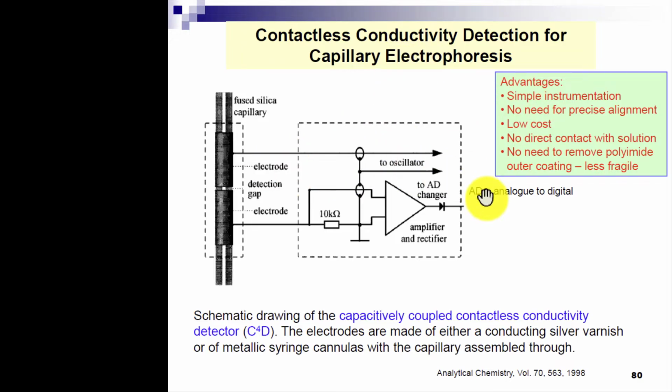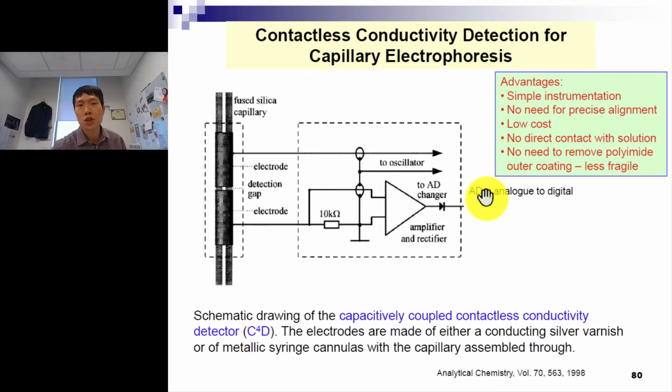When there's mass spec, it's even more expensive, right? It could go up to a high 5-digit or even a low 6-digit sum. So this diagram shows you the C4D, the capacitively coupled contactless conductivity detector. We're using this term again later on. Now just note the advantage here.